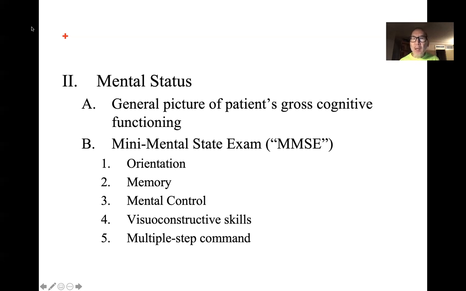And it has other questions regarding memory. There's an item where the examiner mentions 3 items.